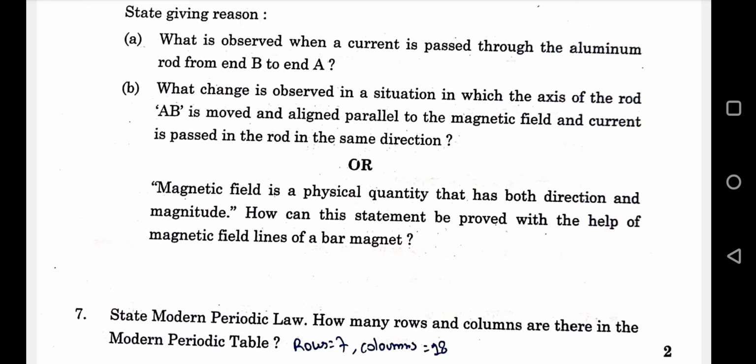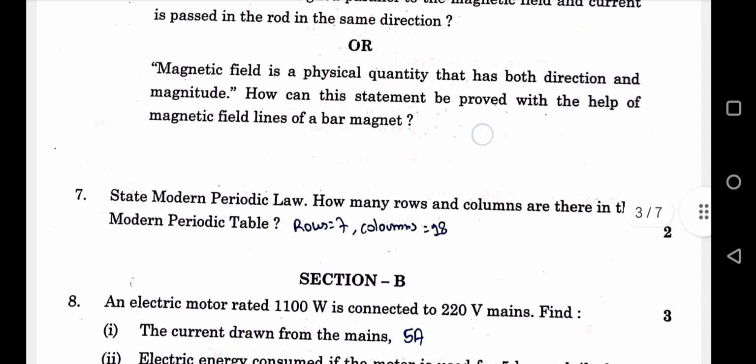And we can also contradict the statement: if the magnetic field lines intersect with each other, then there will be two directions, which is not possible. And also magnetic field has a magnitude, so we can say that magnetic field is a vector quantity, and we can prove it like that.